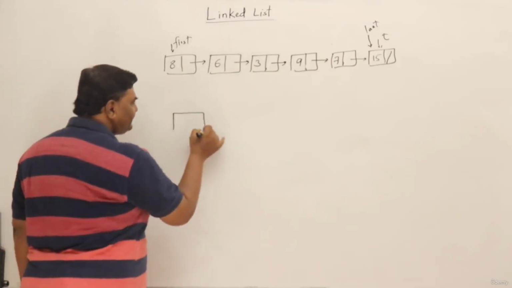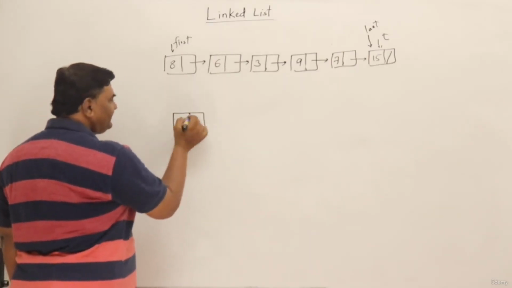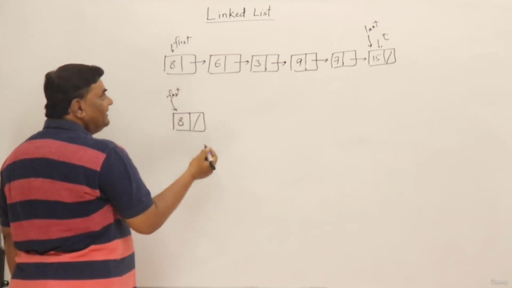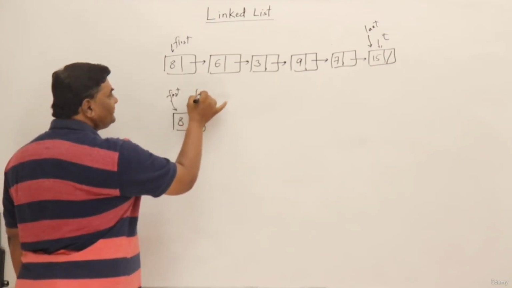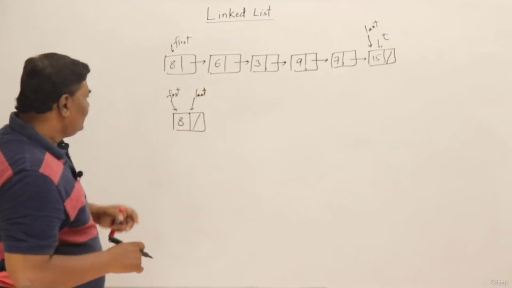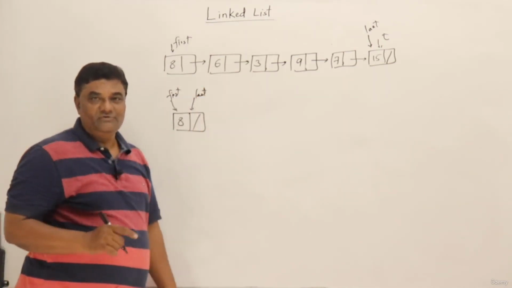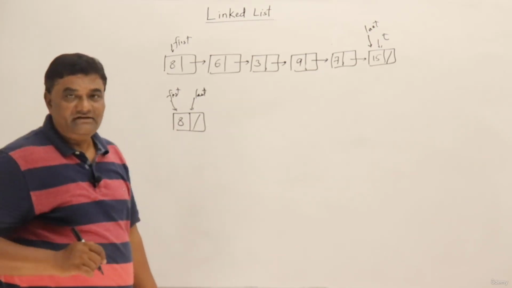Suppose I have just one node, 8. Then where first is, this is the first node, so first will be here. Then where last should be, last should also be on the same node. So if there is only one node, then both first and last should point on that same node. So this is a special case that we have to handle.